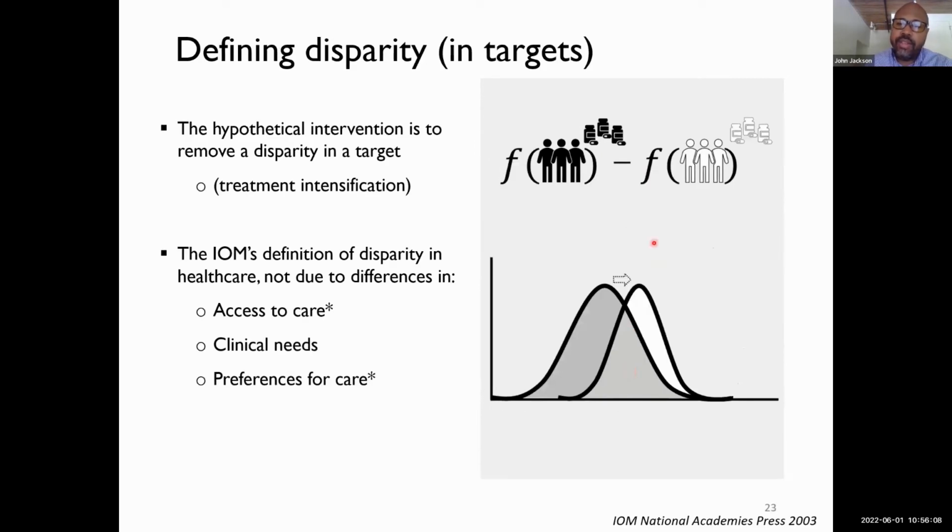Because again, the intervention that we have here is that we want to reduce disparities in treatment intensification. So should we try to shift the rate of hypertension control so that there's no disparities, irrespective of any covariates, or is there something different that we would want to do?